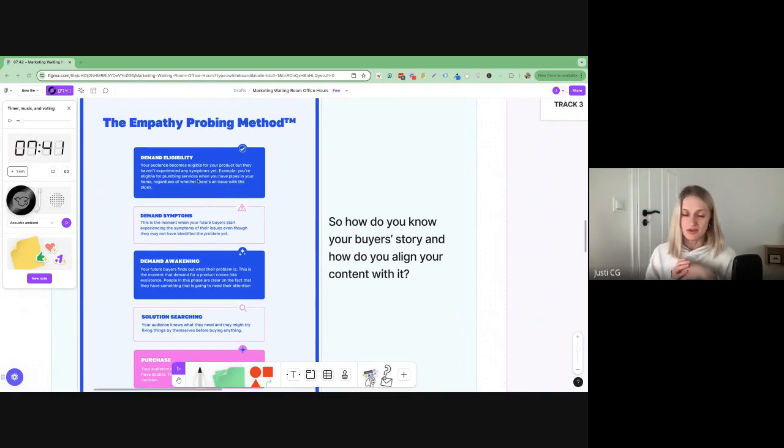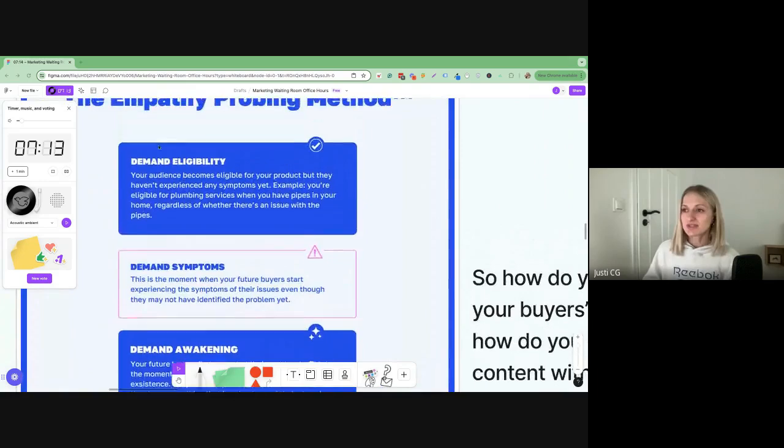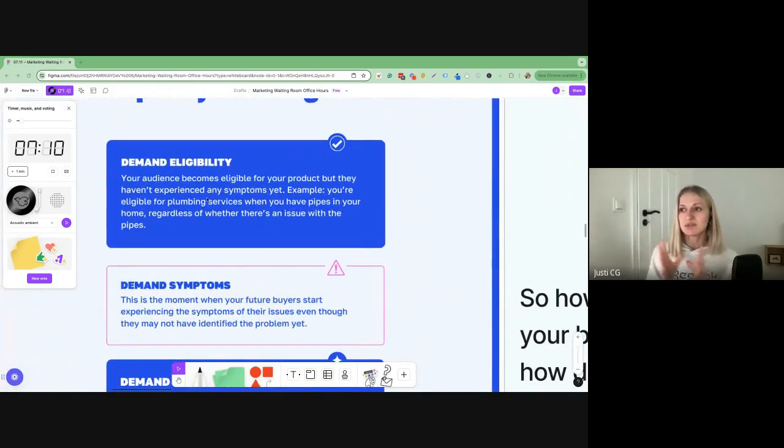I came up with a method which is called the empathy probing method. That helps you identify these stages, right? I identified a couple of stages, and within those stages, I probe for different things by asking a lot of questions, like how does your buyer go through that journey from being oblivious to buying something. It starts with demand eligibility. Demand eligibility is essentially when your prospects or your audience becomes eligible for your product, but they haven't experienced any problems or symptoms yet, right?